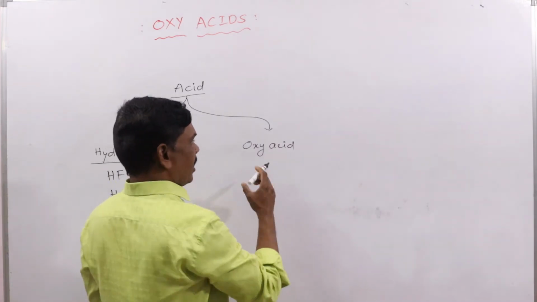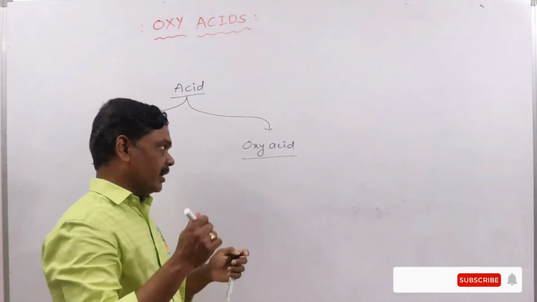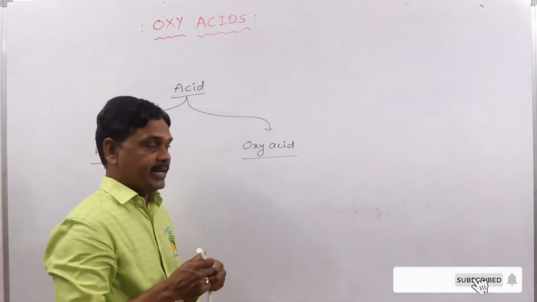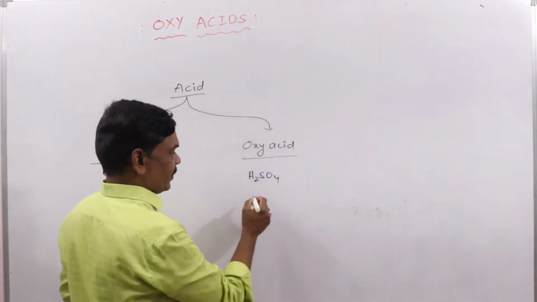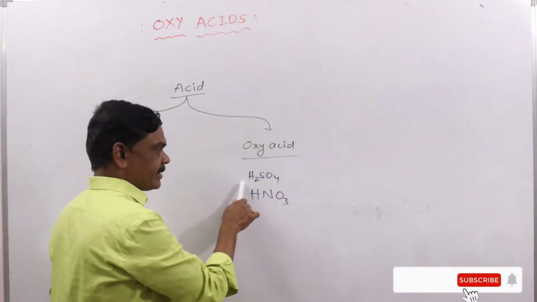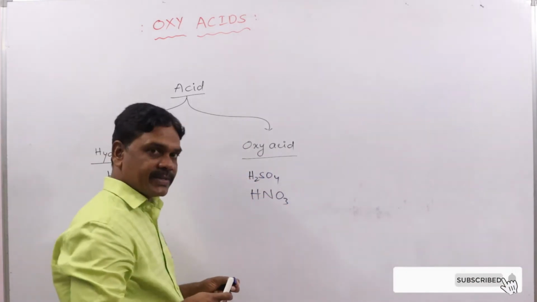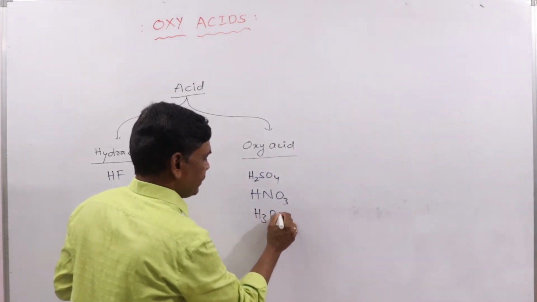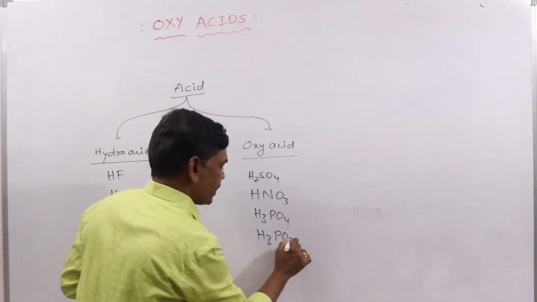So next one is oxy acid. An acid which contains oxygen along with hydrogen is known as what? Oxy acid. For example, sulfuric acid, H2SO4, HNO3, nitric acid. So like this, along with hydrogen, if oxygen is present, that is known as oxy acid. Another example is H3PO4, phosphoric acid, and H3PO3, phosphorus acid.